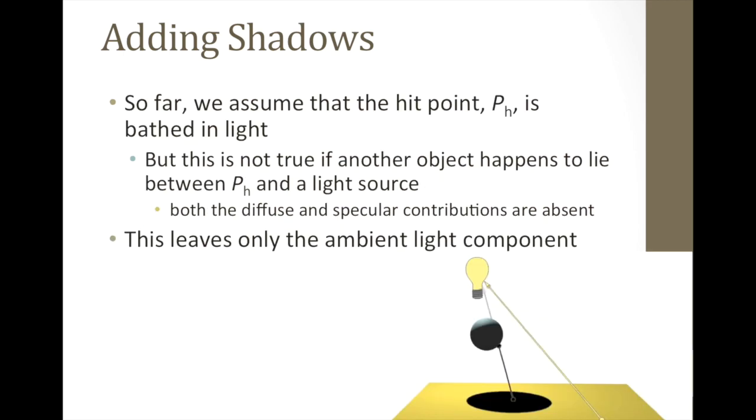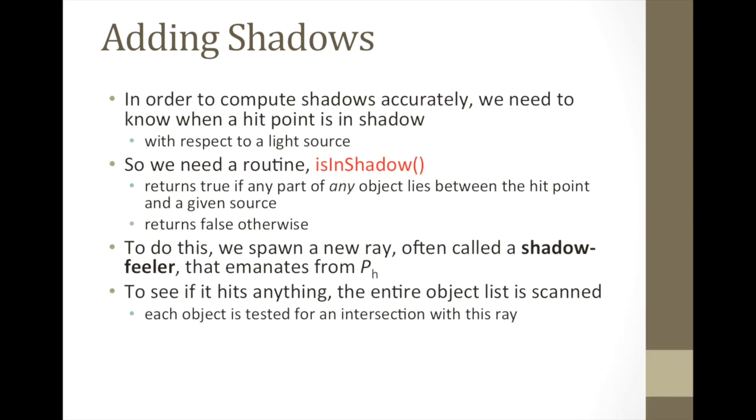So how do we do this? Well, essentially, we just incorporate what's called a shadow feeler. This is a technique of testing a hit point and seeing whether that hit point sits in between an object and a light source. If our hit point sits in between an object and a light source, then we only have the ambient light that might exist there, and that's essentially what a shadow is.